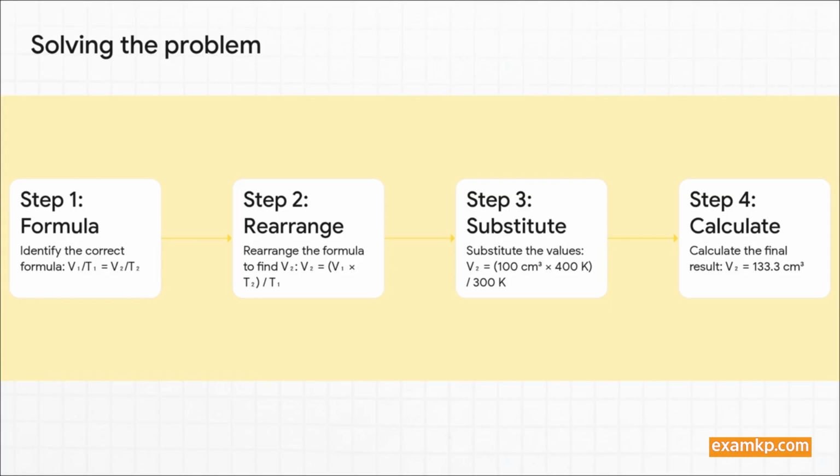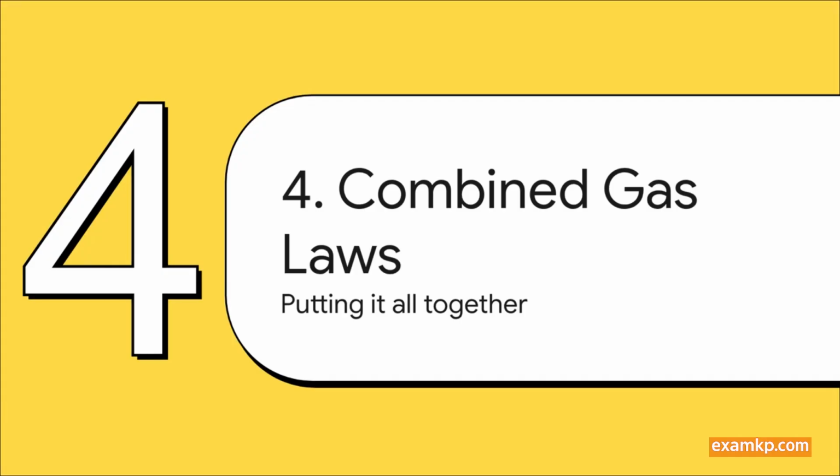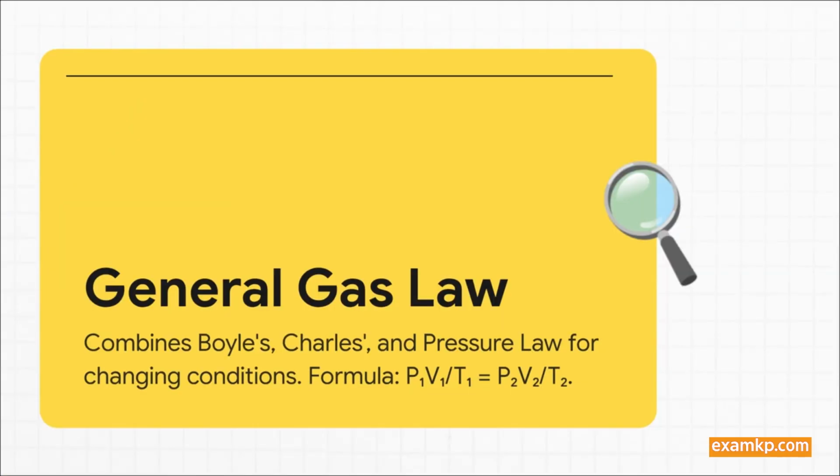A little bit of maths later, and boom, we get our final volume of 133.3 cubic centimeters, done. So the simple laws are great, but let's be real. In the real world, it's rare that only 2 things change. Often pressure, volume, and temperature are all changing at the same time. For those messy situations, we need the combined gas laws.